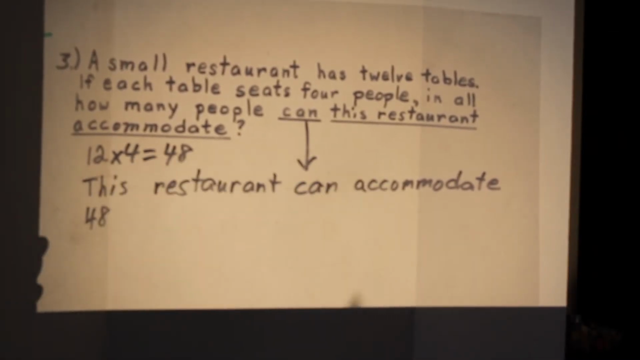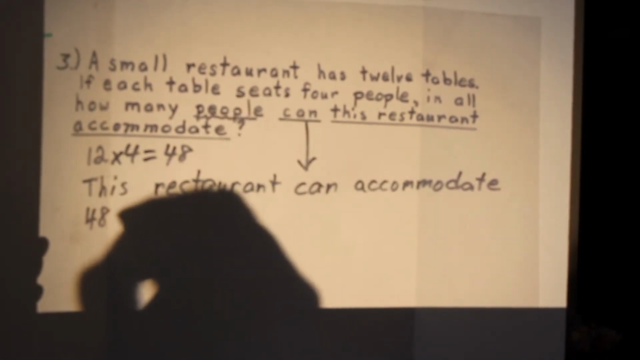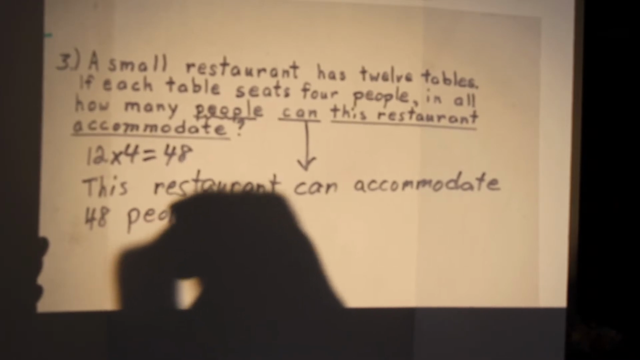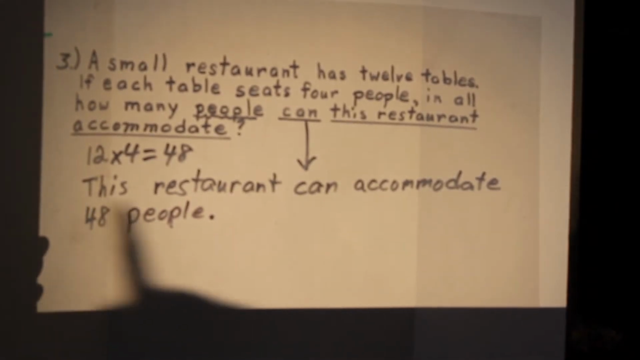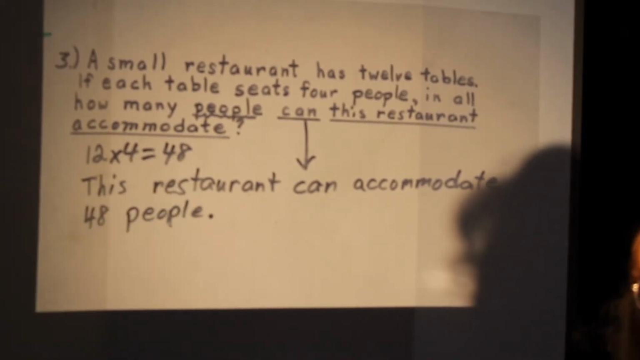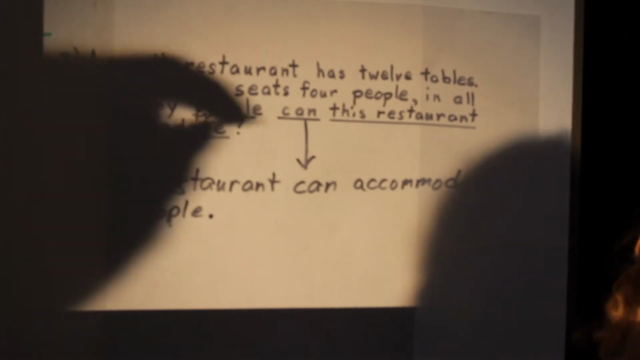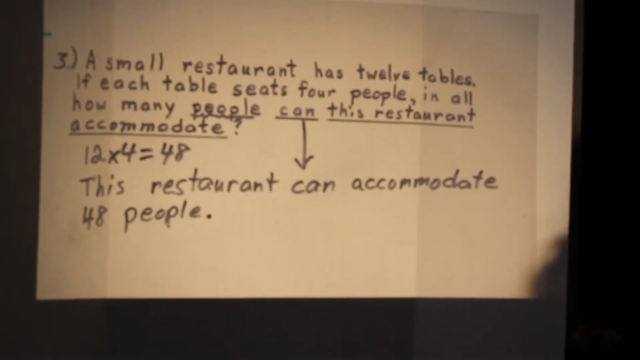48. And again, we're going to use this one too. People. Capital on the T, period at the end. This restaurant can accommodate 48 people. If you're not great at spelling, you're not good at word order, most of it's right in the sentence or the question itself. Next one.